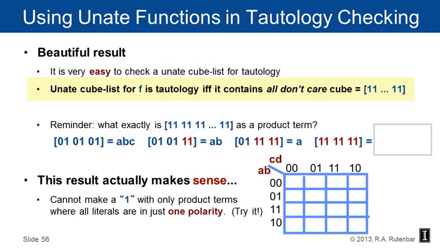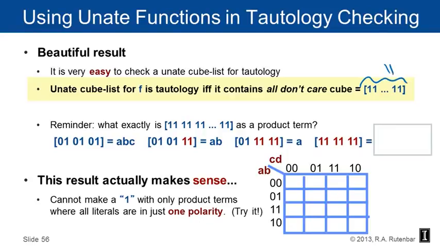Now, why do we care about this? Because there's a beautiful result. It's easy to check a unate cube list for tautology. A unate cube list is a tautology if and only if it contains the all don't care cube. And that's literally a cube where every single slot is a 1, 1.